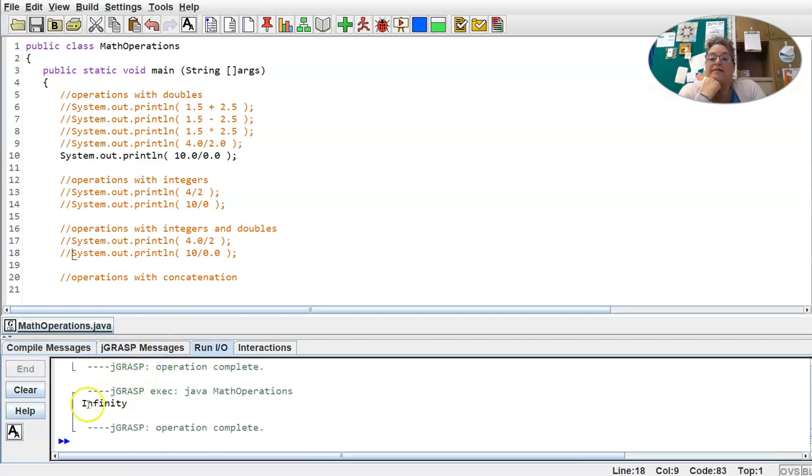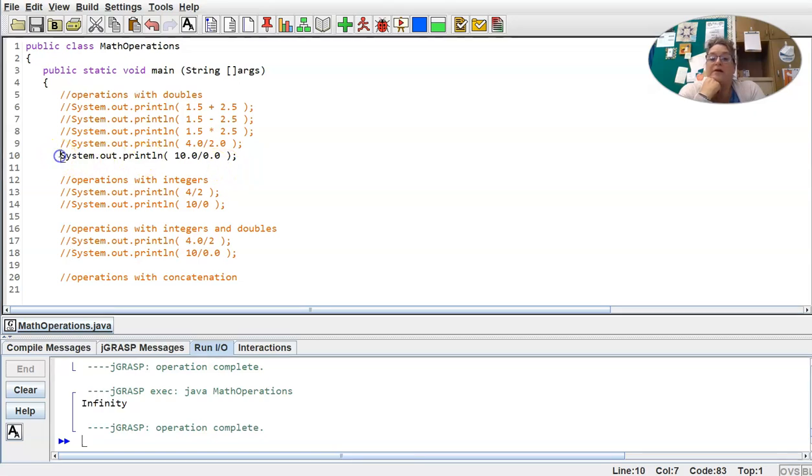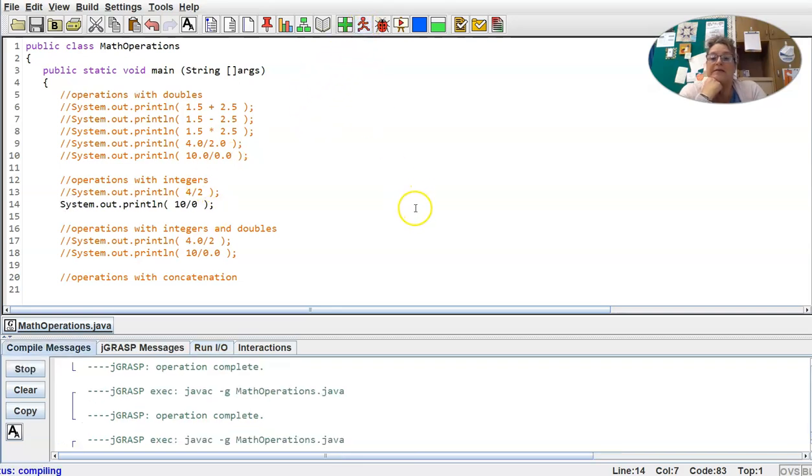Okay, and there's our answer, infinity. So that's like in math where we say the answer is undefined, right? We're going to infinity. Now, when we divide an integer by 0, let's take a look at what happens.